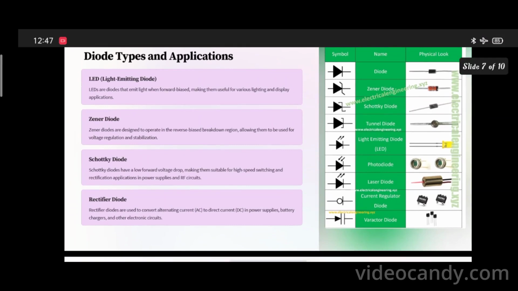Next, Schottky diode. Schottky diodes have a low forward voltage drop, making them suitable for high-speed switching and rectification applications in power supplies and RF circuits. Rectifier diodes are used to convert alternating current to direct current in power supplies, battery chargers, and other electronic circuits.